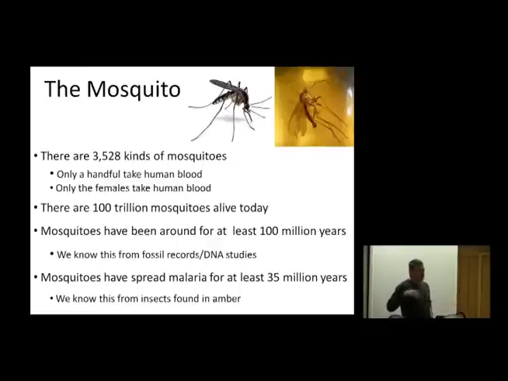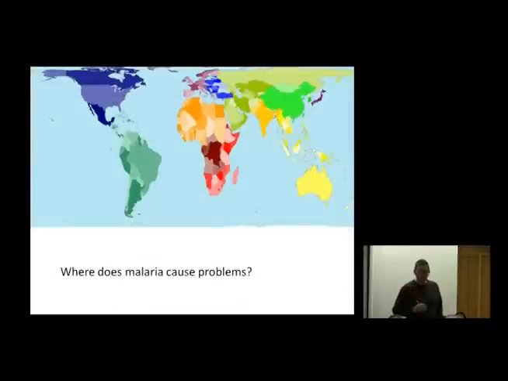So we're up against a really tough problem. Humans have been around for, you know, tens of thousands of years. Mosquitoes have been doing this for hundreds of millions of years. They're experts at what they do.